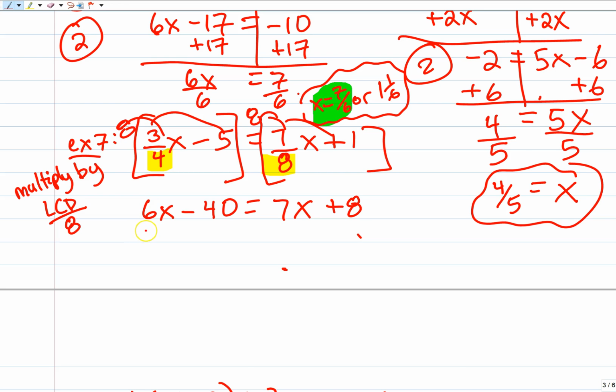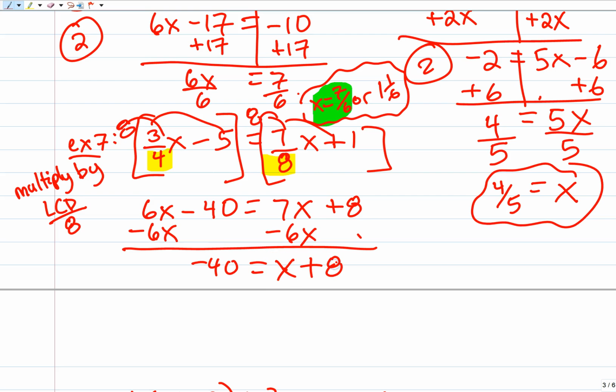Move the 6 by, if I do it to one side, on the left side I have negative 40. On the right side I have just, looks like x plus 8. We're one step away now. Oh, by the way, that was all step 1. That's simplifying: clearing out those fractions, combining like terms, isolating the variable. Fair enough?